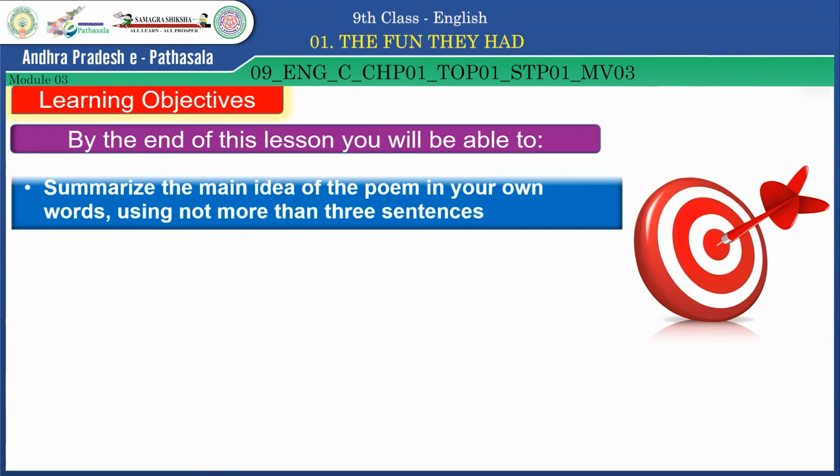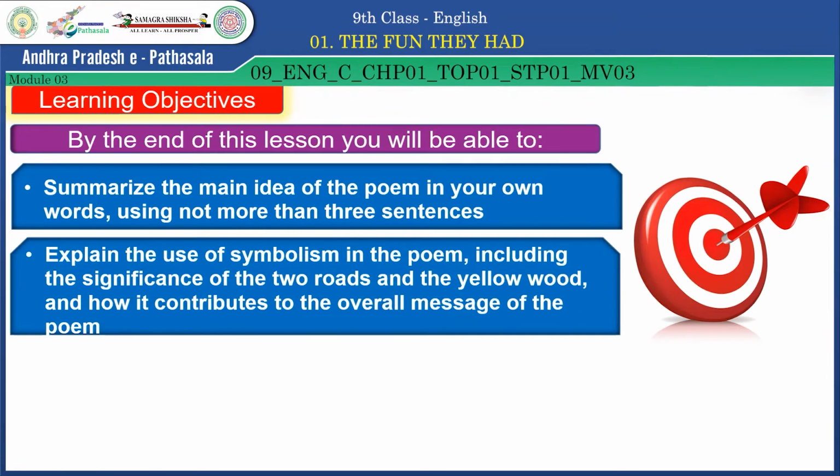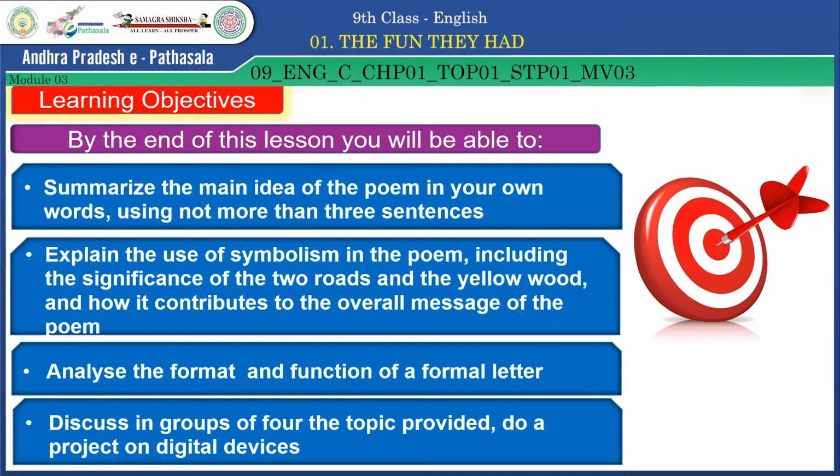You will also be able to summarize the main idea of the poem in your own words using not more than 3 sentences, and explain the use of symbolism in the poem, including the significance of the two roads and the yellow wood, and how it contributes to the overall message of the poem. You will also analyze the format and function of a formal letter and discuss in groups of 4 the topic provided, and be able to do a project on digital devices. Now, let's learn a few things about the poet.